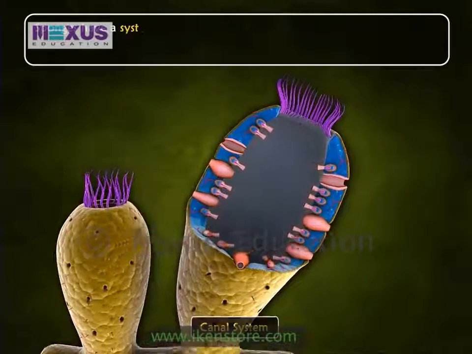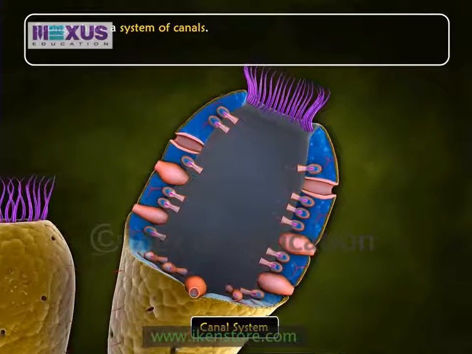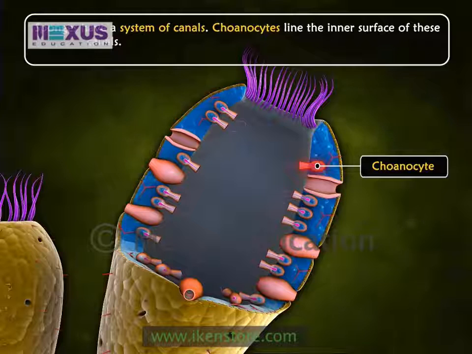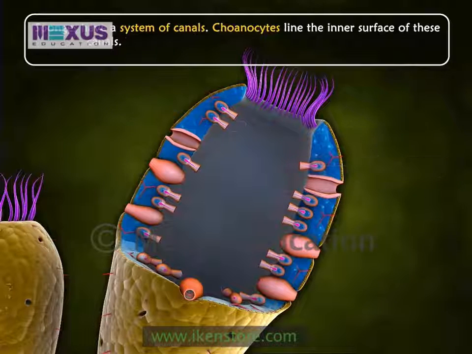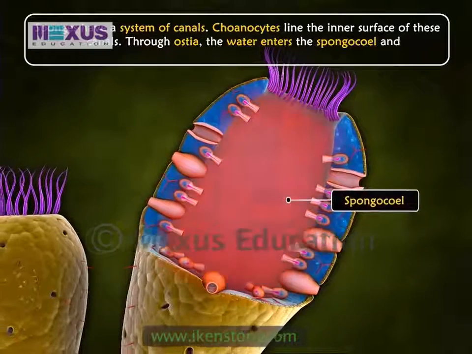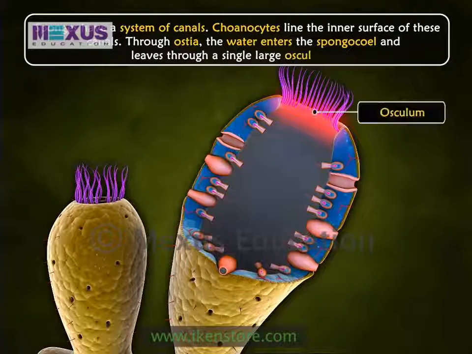Sponges have a system of canals. Choanocytes line the inner surface of these canals. Through ostia, the water enters the spongocoel and leaves through a single large osculum.